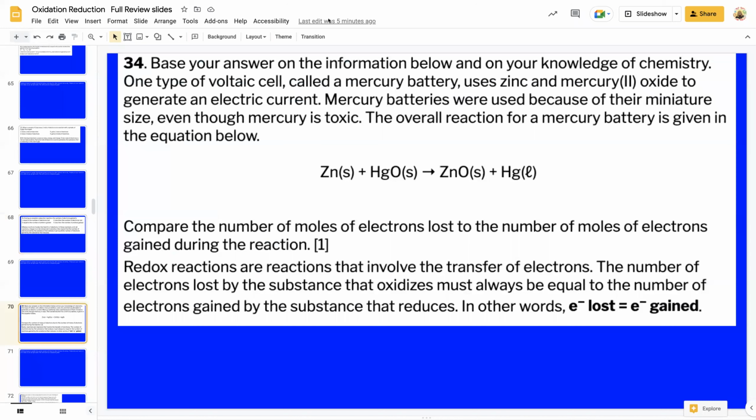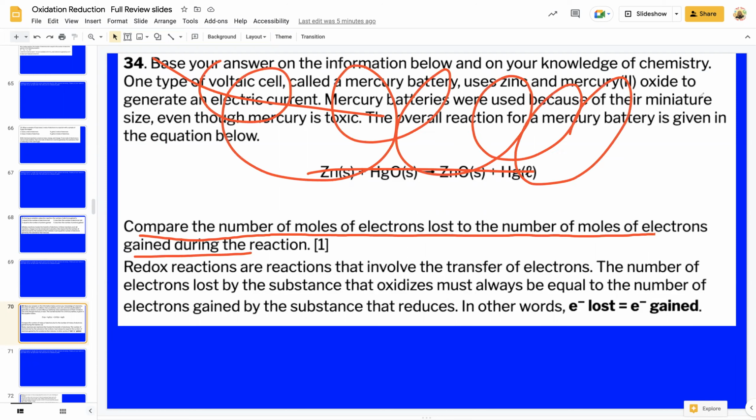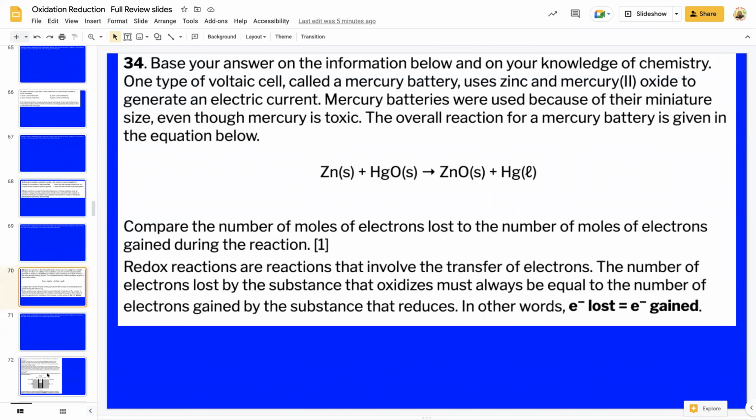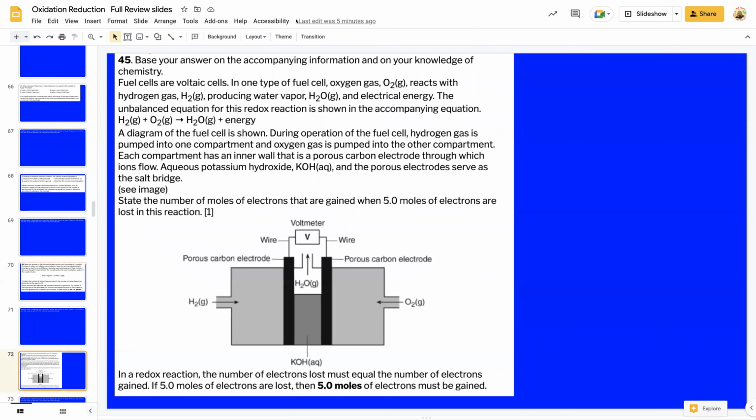And then again, a lot to read here. Let's read the question first before we read all this. Oh, look at that. Compare the number of moles of electrons lost and number of electrons gained. So this was all garbage, irrelevant, and it's the same thing as the standard. The number of electrons lost will equal the number of electrons gained. Right? The number of electrons oxidized will equal the number of electrons reduced.